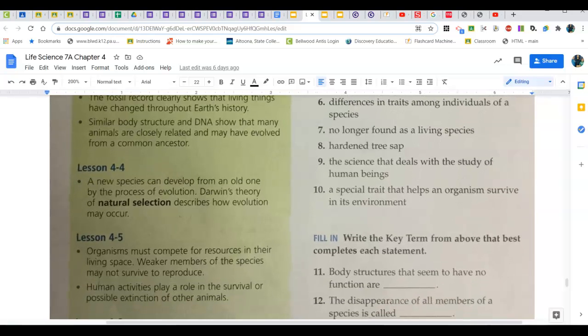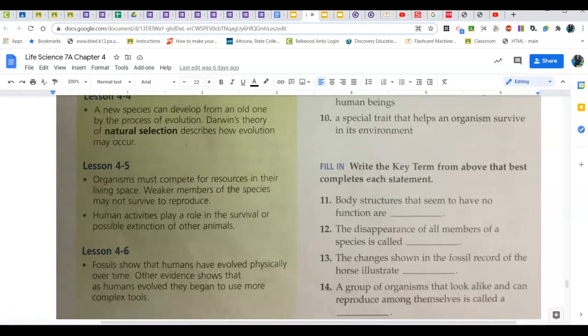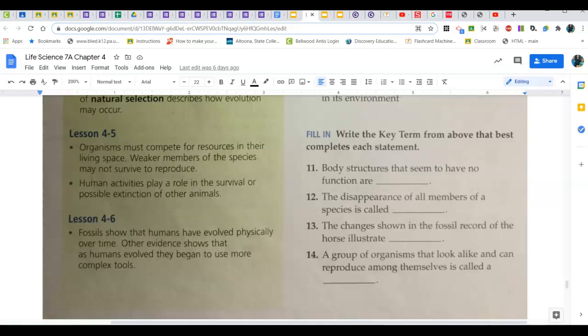Hardened tree sap is called amber. The science that deals with the study of human beings is anthropology. A special trait that helps an organism survive in its environment is adaptation. All right, so you fill in the key term. Body structures that seem to have no function are called vestigial. That could be your appendix, your tailbone. It could be the hind legs of whales or the little tiny bones in snakes that don't appear anymore.